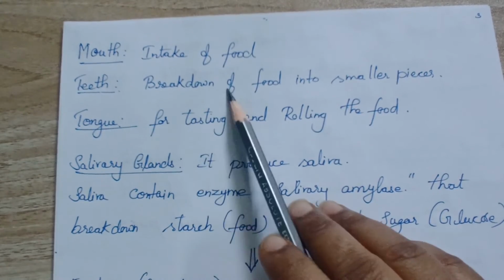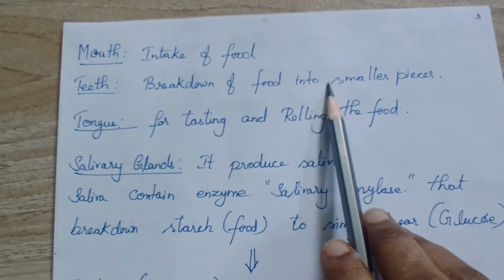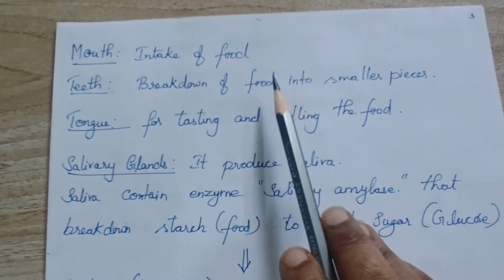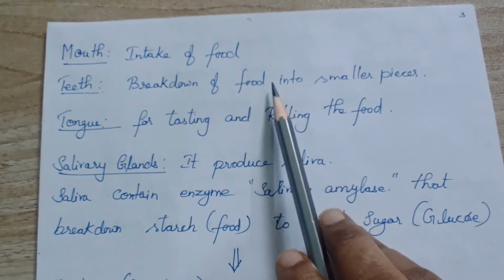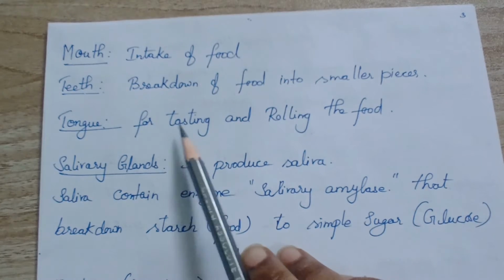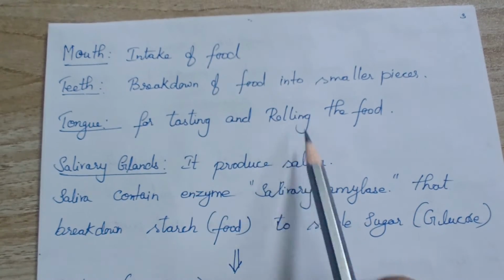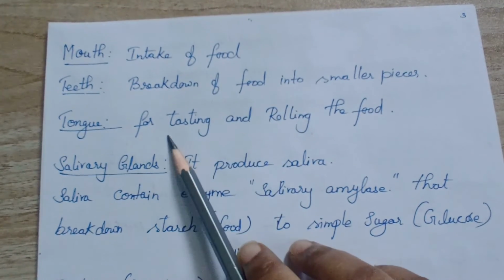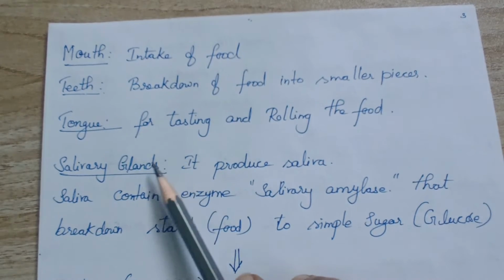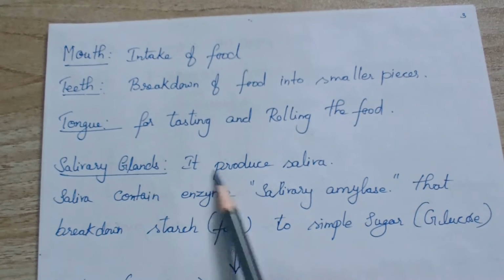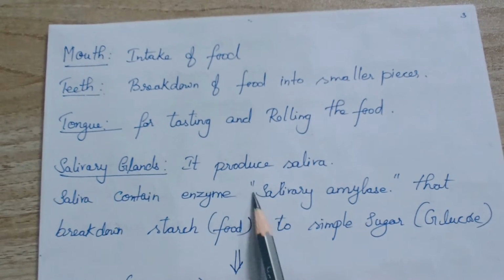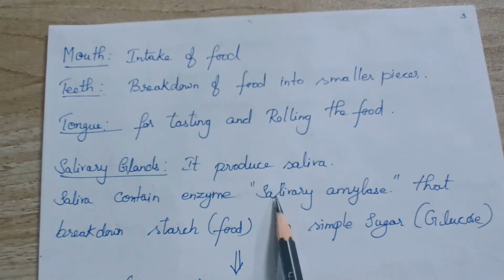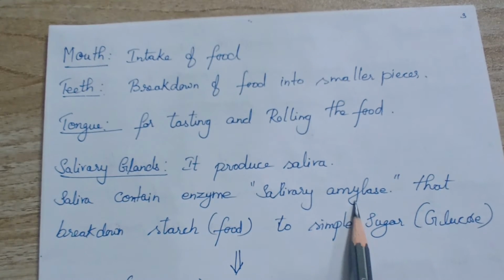Teeth help us to break down the food into smaller pieces. While chewing, the big particles are converted into smaller pieces. And what is the purpose of the tongue? That's for tasting and rolling the food. Once we take the food, the salivary glands start secreting saliva. What is the enzyme present in that saliva? That is salivary amylase.